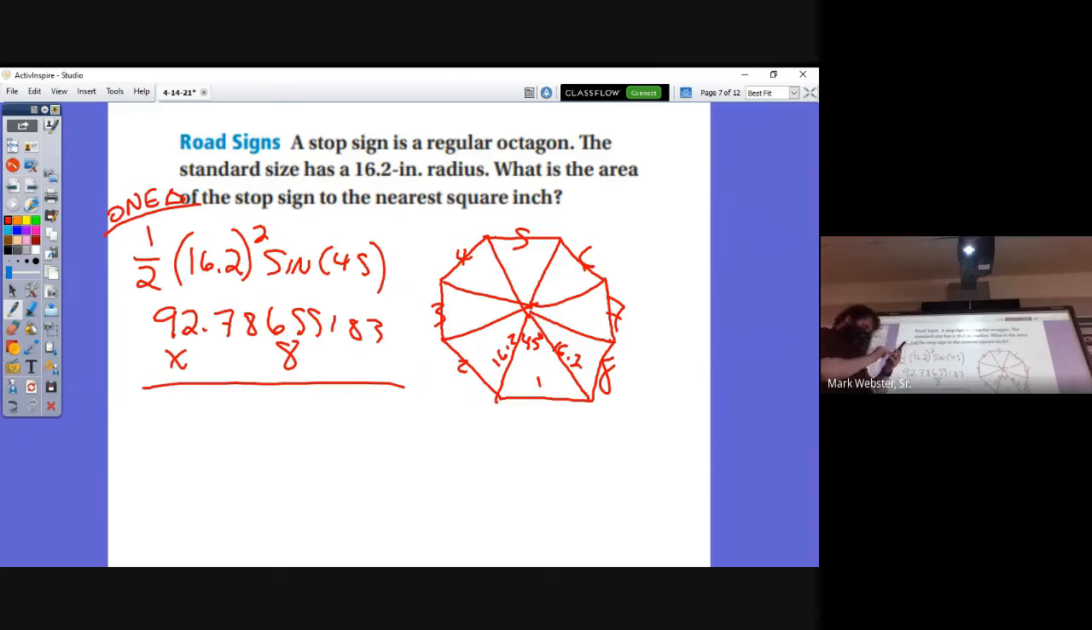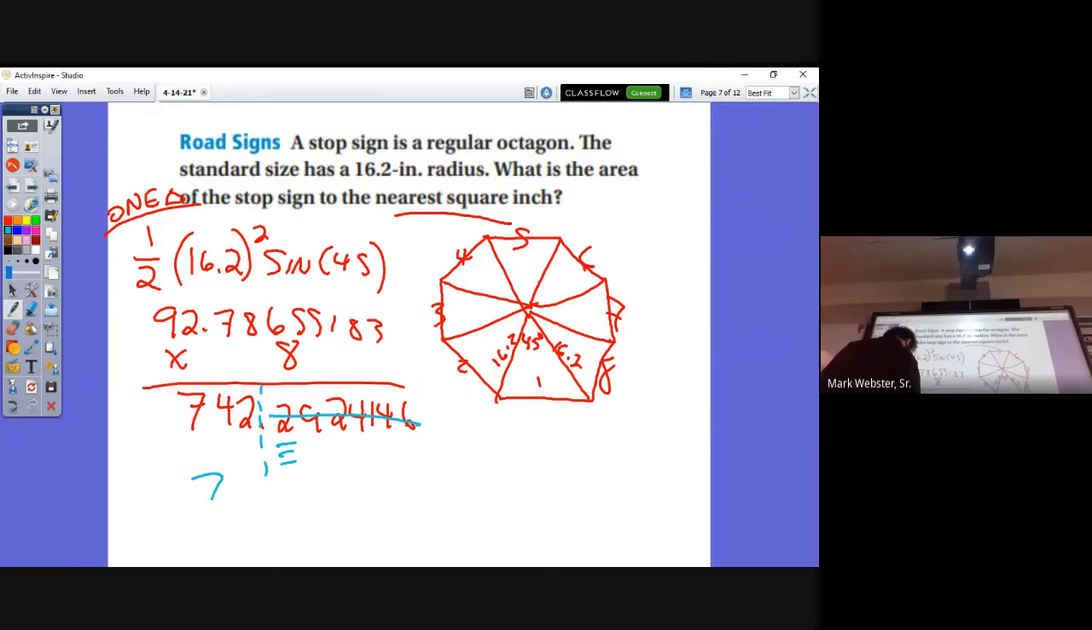Do it in your calculator because ain't nobody got time for this. And then they say to the nearest square inch, the nearest unit, the nearest whole number. This 2 rounds down, so we're left with 742, and then our units are inches squared.